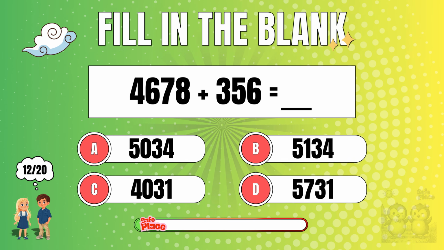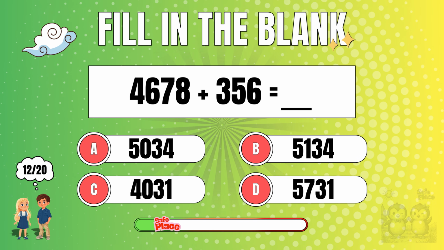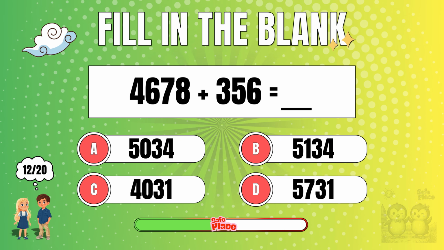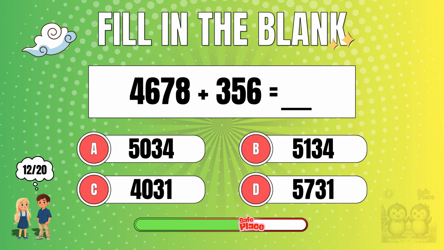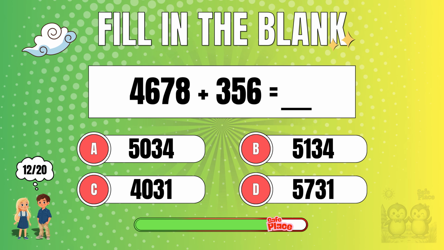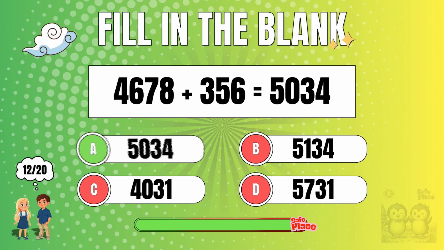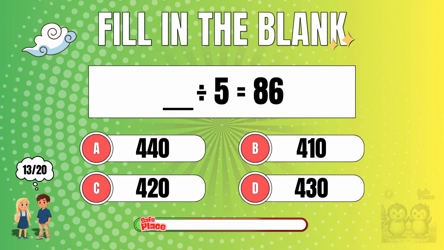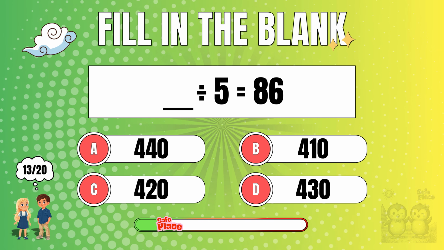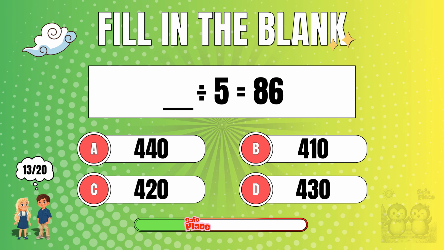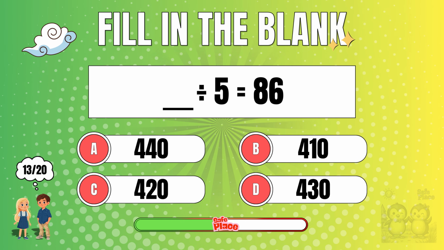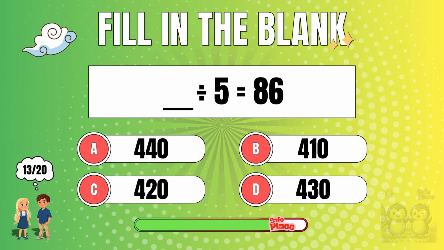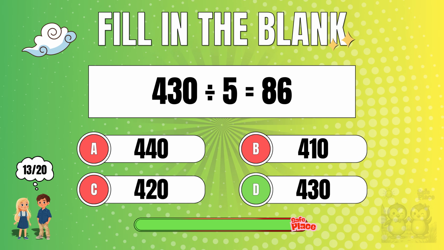4,678 plus 356 equals blank. Three, two, 1. Let's check the answer. The result is 5,034. What is blank divided by 5 if the result is 86? 1. The missing number is 430.